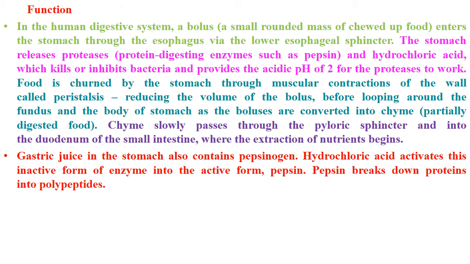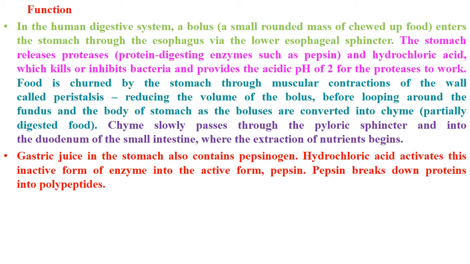In the human digestive system, a bolus, a small rounded mass of chewed up food, enters the stomach through the esophagus via the lower esophageal sphincter. The stomach releases proteases, protein digestive enzymes such as pepsin, and hydrochloric acid, which kills or inhibits bacteria and provides the acidic pH of 2 for the proteases to work.